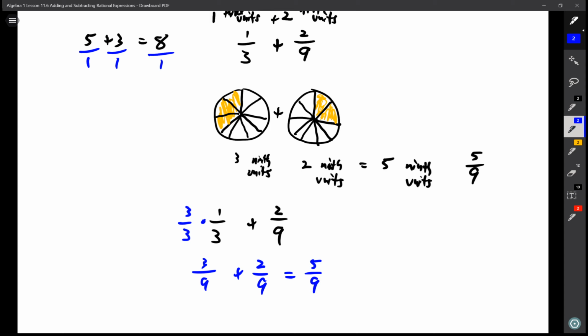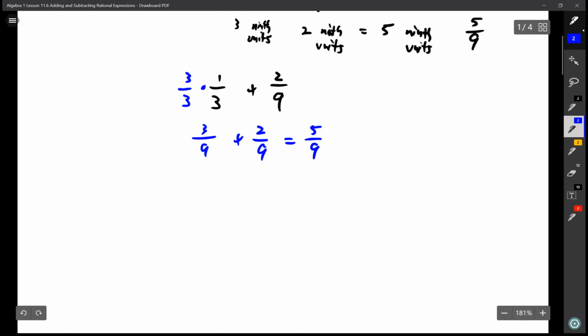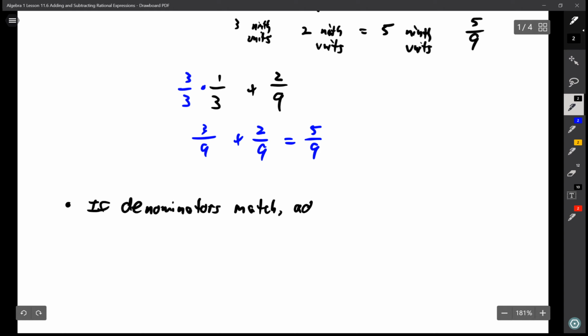Visually, those little pie charts are what we're dealing with. The same applies if what we are dealing with has variables in the bottom. Our denominators have to match. So if denominators match, add and subtract like normal. Add and subtract numerators.